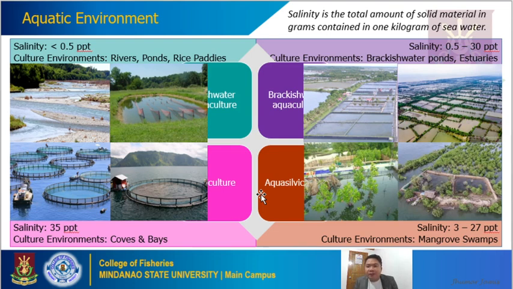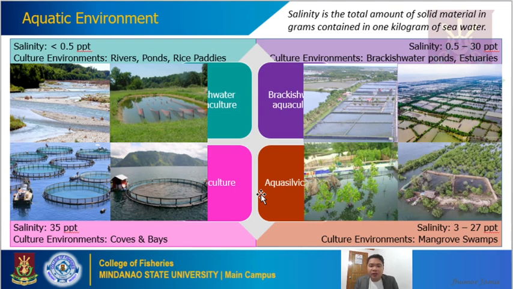Again, the ppt stands for the salinity, which is the total amount of solid material in grams contained in 1 kilogram of water. So technically, the brackish water has a very wide range of salinity in the culture system, according to the aquatic environment. So we could consider this as the most wide, or euryhaline, type of aquaculture classification.